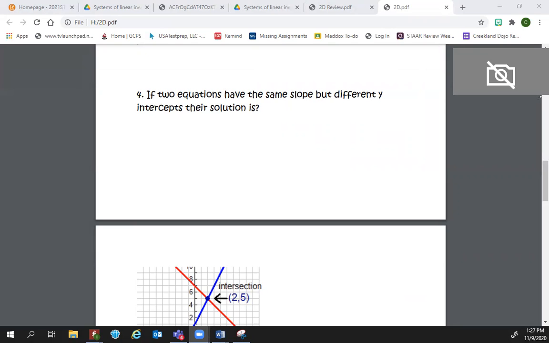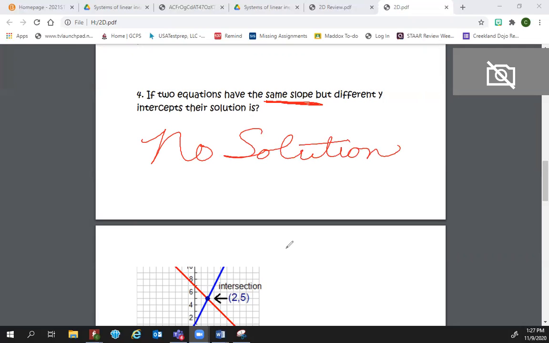If two equations have the same slope, but different y-intercepts, their solution is? No solution. Good. The same slope. Underline that, you need to be writing this down, and then put, what am I going to put? No solution. Same slope, no solution, right? Does that always happen? Doesn't always happen.